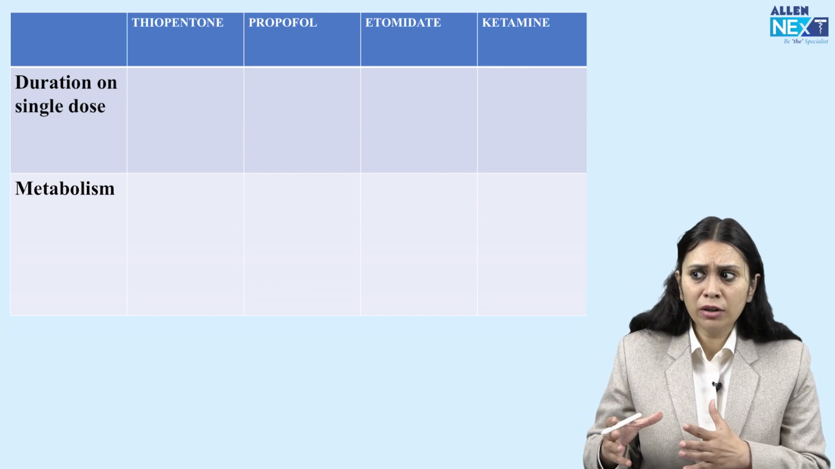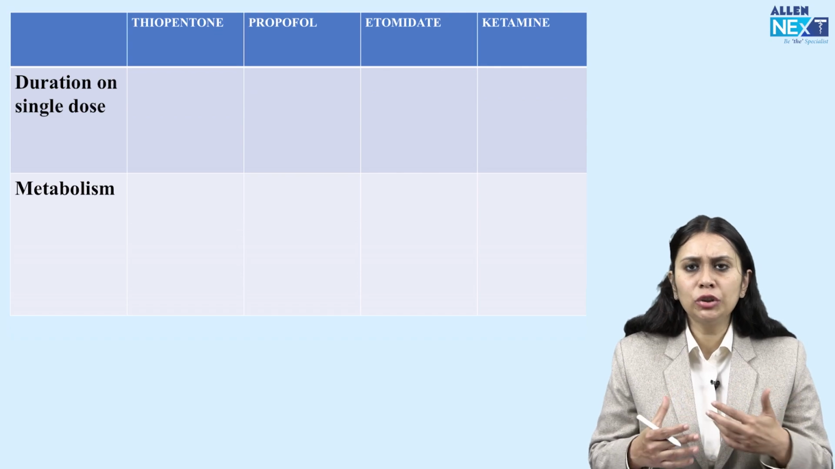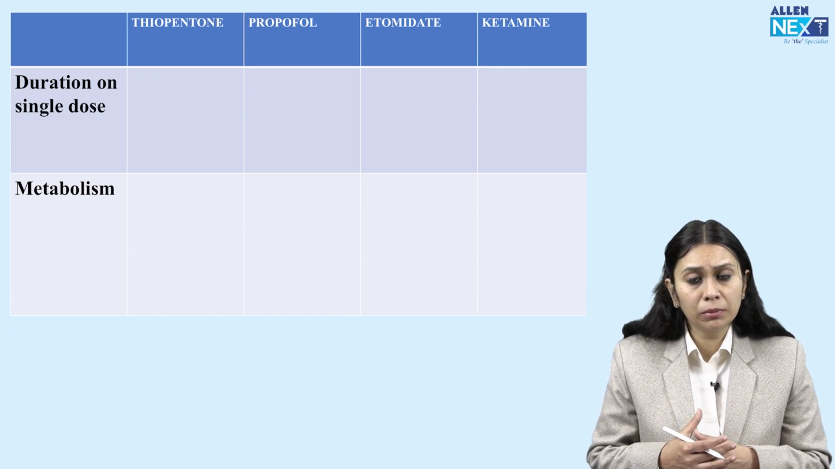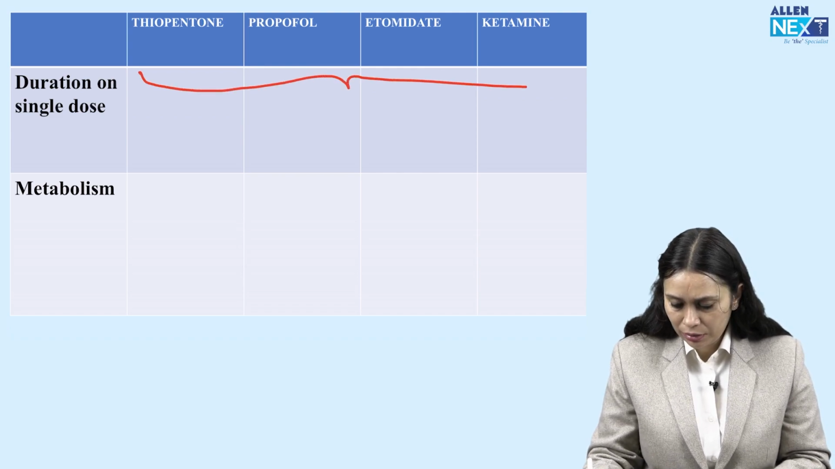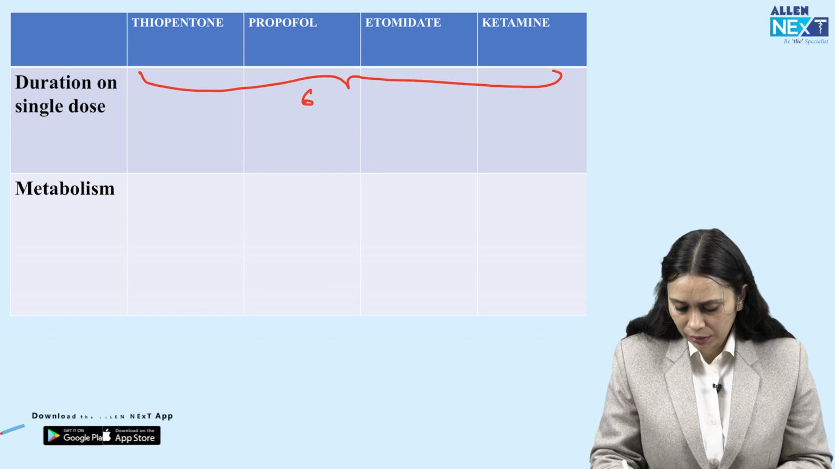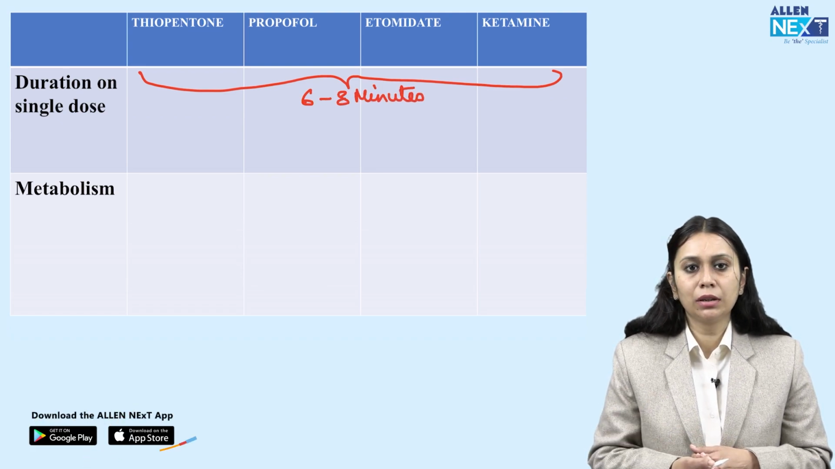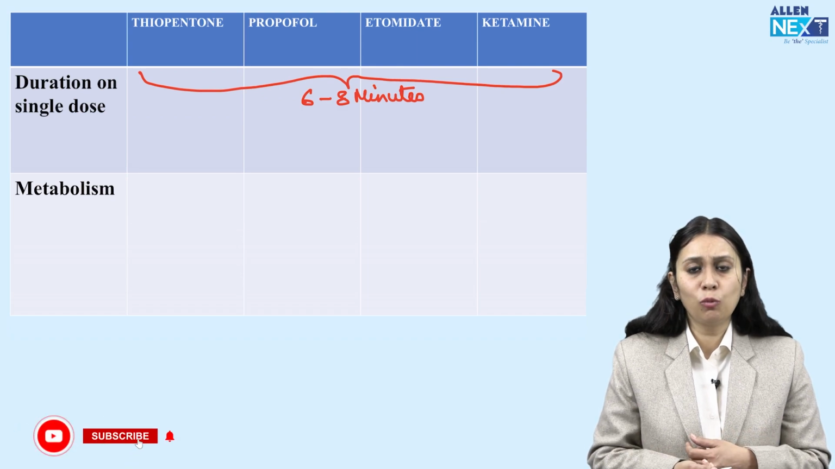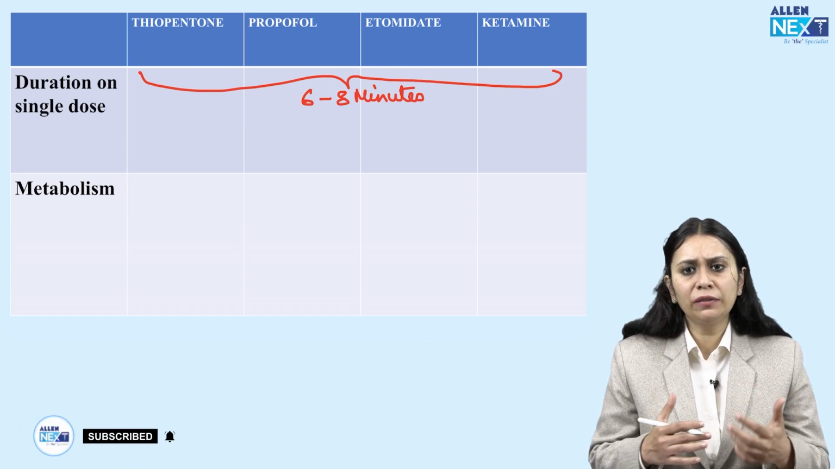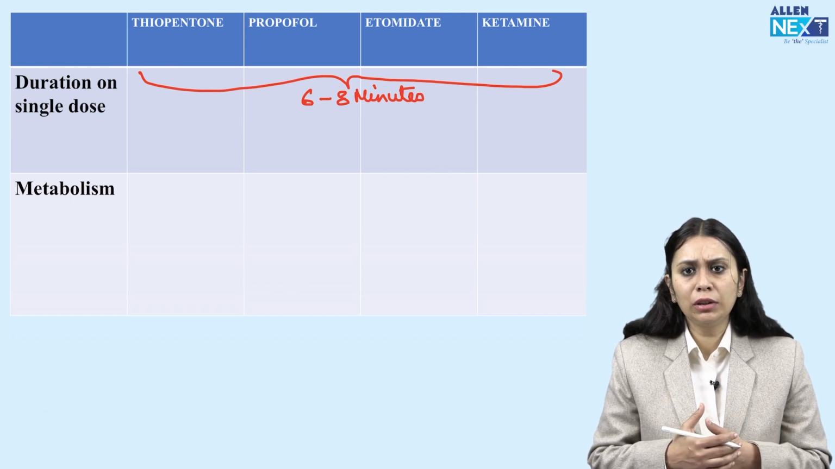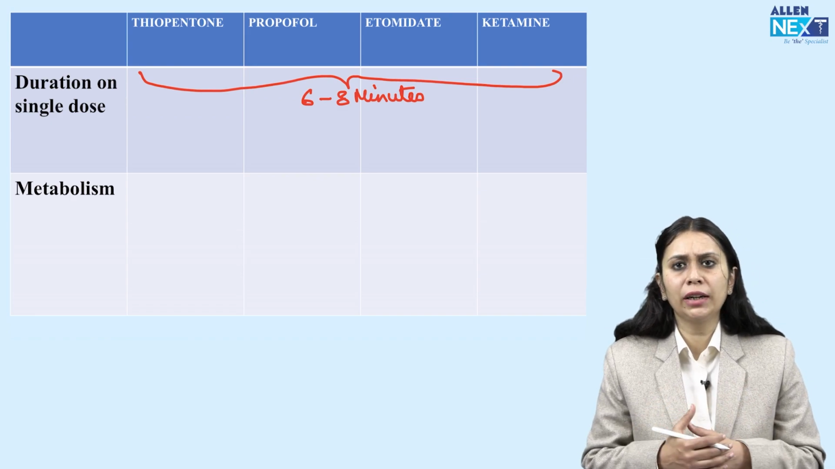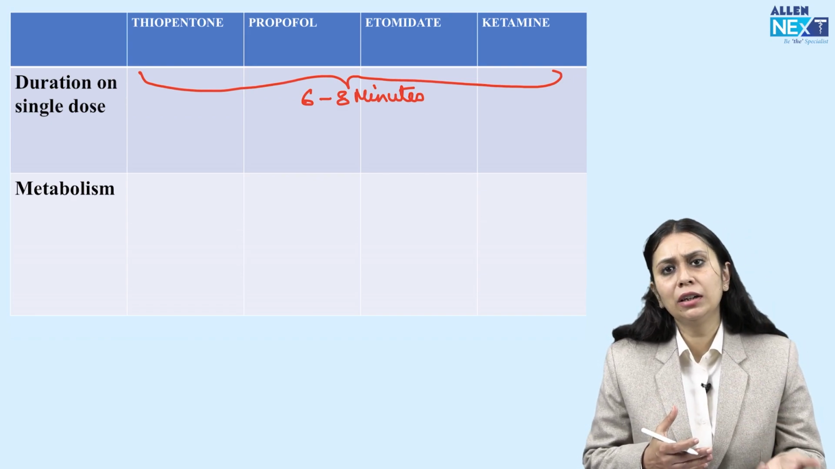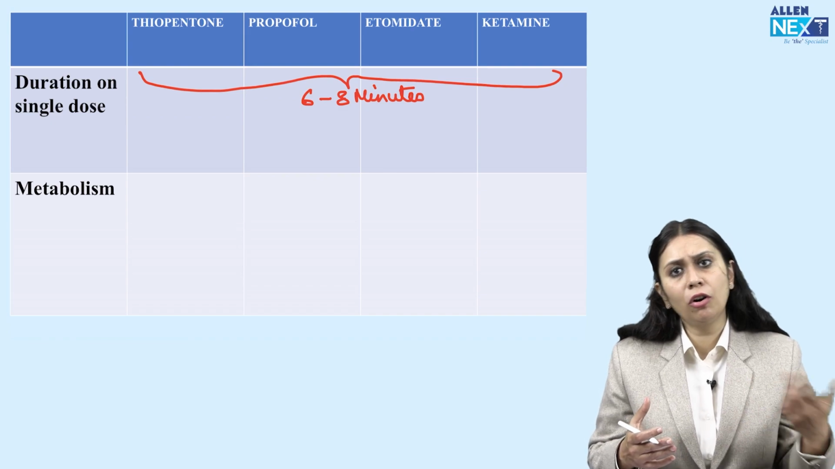Okay. Why continuous? What is the duration of action of a single dose? Remember, for all of them, the duration of action on a single dose is only 6 to 8 minutes. Why is their duration of action on a single dose only 6 to 8 minutes? So many times in exam it has been asked. Why is thiopentone ultra short acting? Why is there a rapid awakening after a single dose of thiopentone or propofol or etomidate or ketamine?